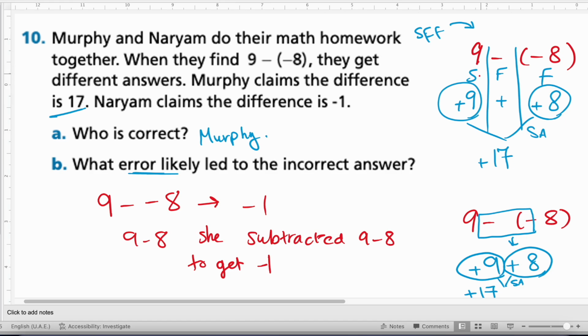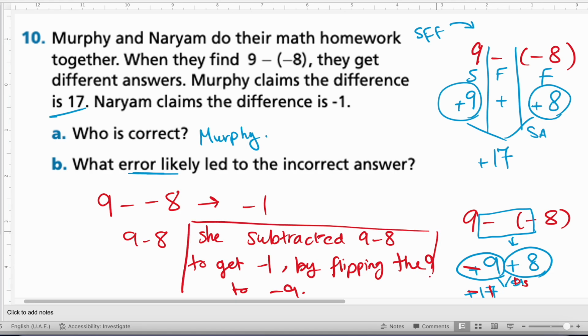Oh, maybe she did flip. So she flipped the 9 into negative, flipped this, flipped that, different signs, subtract them, it's going to be 1, and put the sign of the greater number. Yes, that's the exact mistake she did. She flipped the sign of the 9. By flipping the 9 to negative 9, even if you do it here, you're going to do different signs, subtract, and you're going to get negative 1, which is wrong. So that's her exact mistake.